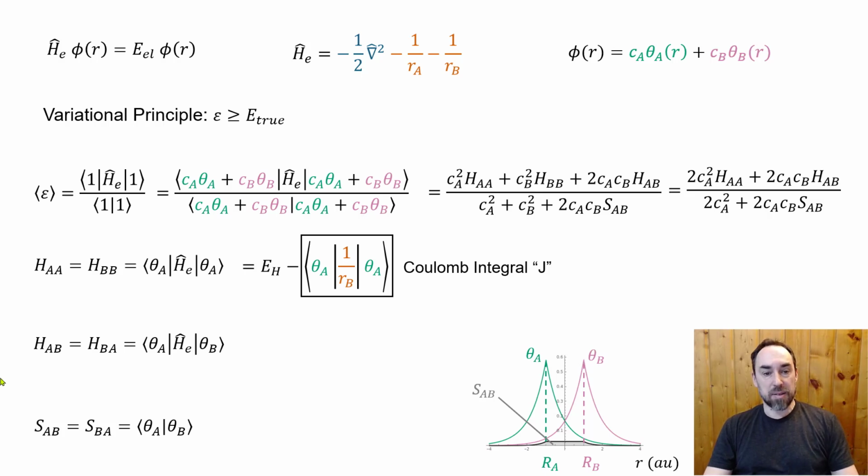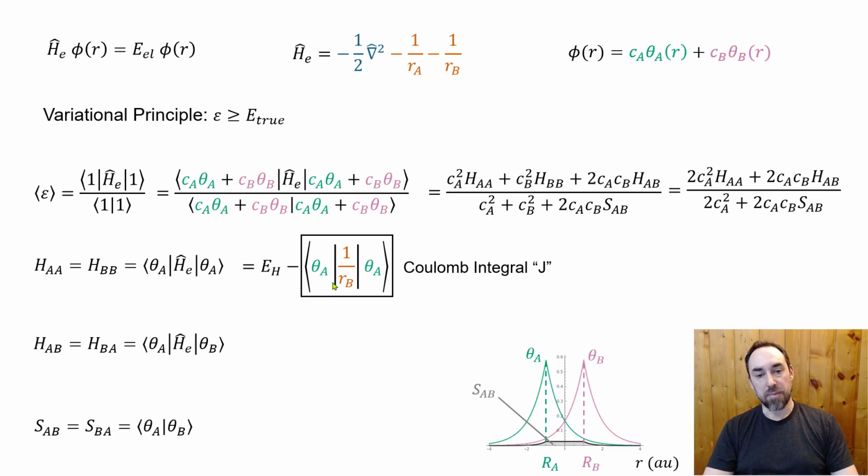All right, next let's look at this H_AA term, which is what we call the Coulomb integral, and we label it J. And let's work it out. When we apply this Hamiltonian in here, we're going to get a term, 1/2 kinetic energy, 1 over R_A, applied to theta A. Well, that's nothing else than the electronic energy of an electron centered on atom A. So that's why I call it E_H.